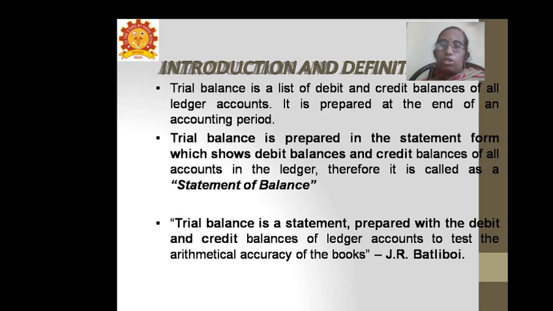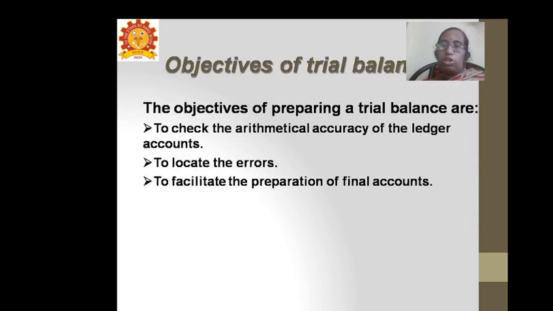This trial balance is a statement prepared with both the credit and debit balances of the ledger accounts to establish arithmetical accuracy. So both sides have to be equal. What are the objectives of the trial balance? It is to check the arithmetical accuracy of the ledger accounts and to detect errors. If there are any errors, they can be easily located, and it facilitates the preparation of the final accounts, which are the trading profit and loss account and the balance sheet.